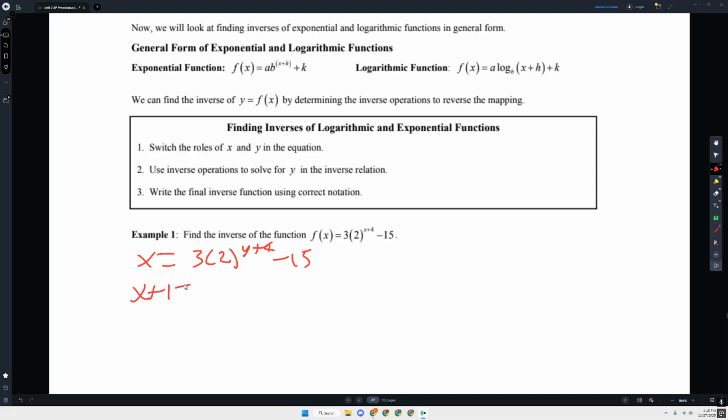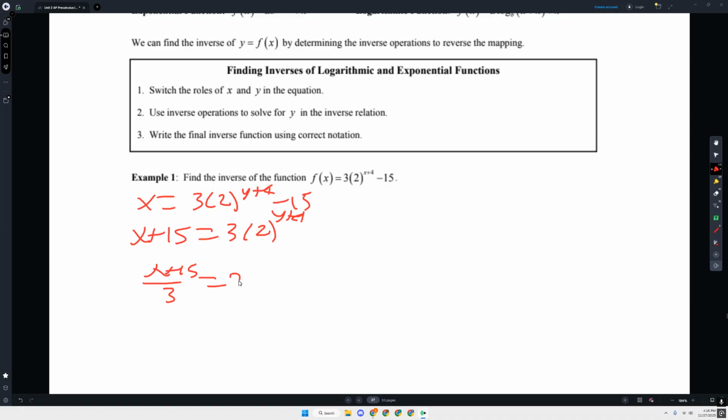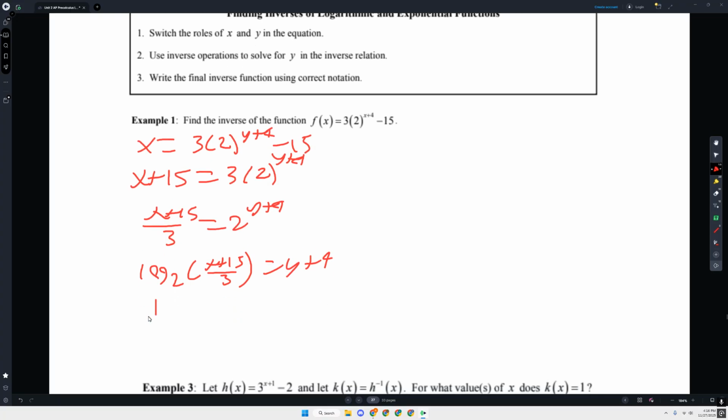We're going to add 15 to both sides. So this would be 3 to the 2, y plus 4. We're going to divide by 3. So this would be x plus 15 divided by 3 equals 2 to the y plus 4. I'm going to take the log of both sides. So this would become log base 2 of (x plus 15 divided by 3) equals y plus 4. Subtract 4. This would be y is equal to log base 2 of (x plus 15 divided by 3) minus 4.